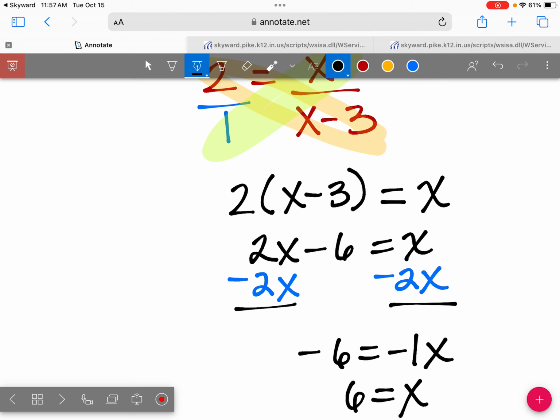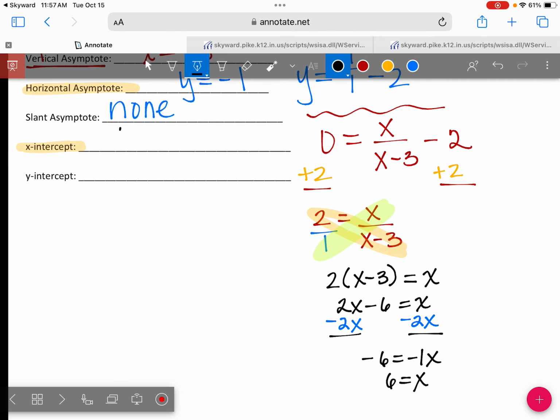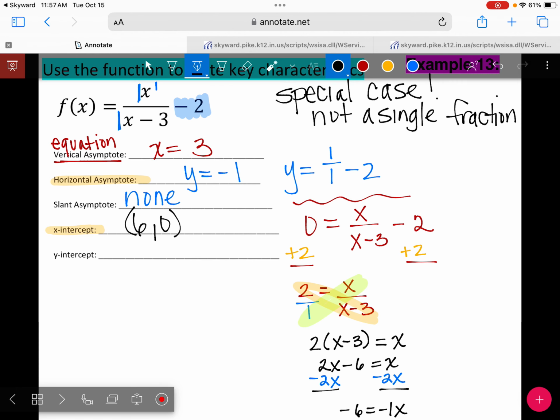So who got 6? So how would you write that as an ordered pair? 6, 0. So that would be your x-intercept. And then your y-intercept, we do that the same way. When we're trying to find our y-intercept, we're going to substitute a 0 in for x. So it would be y equals, and then I'm just going to write this out.